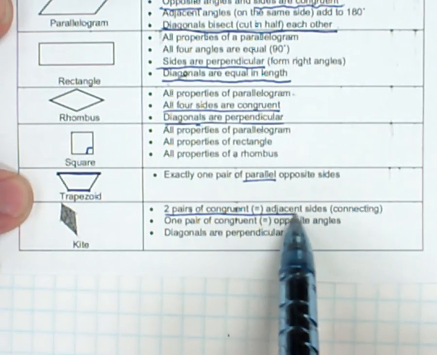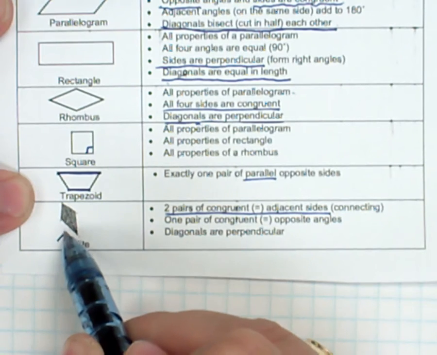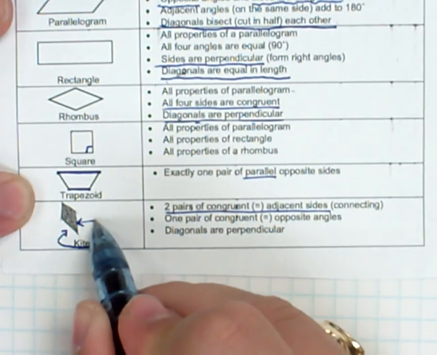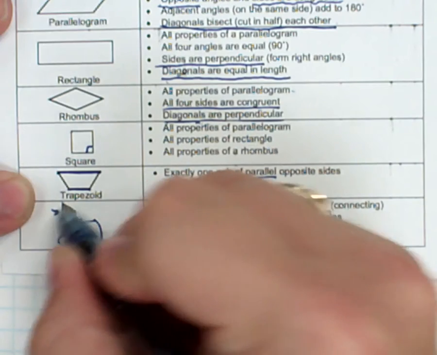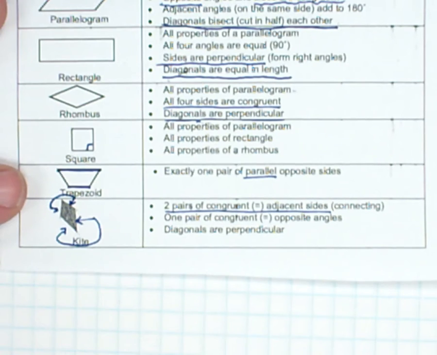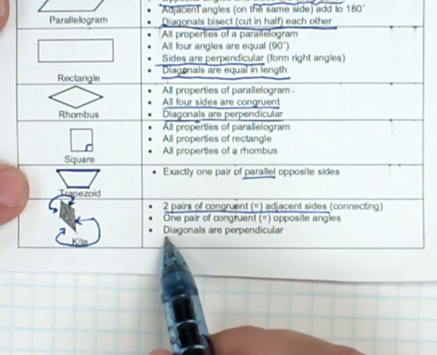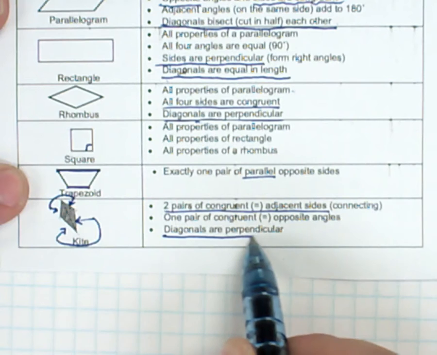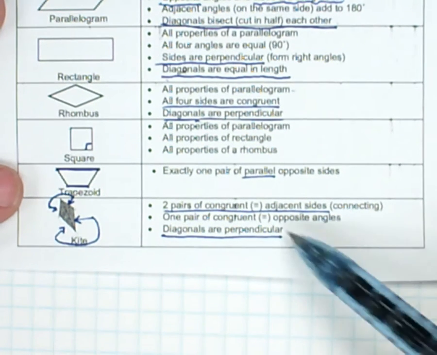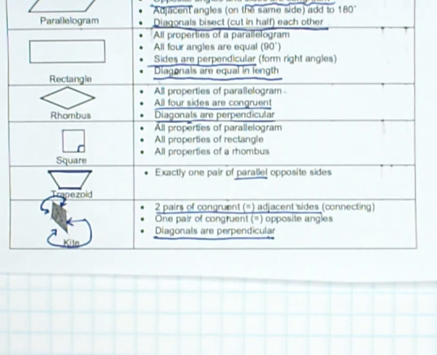Now with the kite, we have two pairs of congruent adjacent sides. So that means that these sides are congruent, and these sides are congruent. And the diagonals are perpendicular. So they form a right angle. The diagonals do. So once again, you can use slope and distance formula.